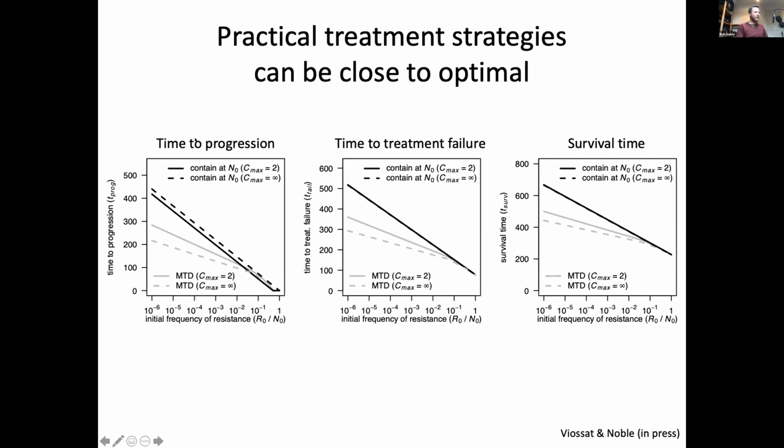Here we see time to progression, time to treatment failure, survival time. For time to progression, you do slightly better in the idealized case. But if we're containing at the initial tumor size, then in terms of time to treatment failure and survival time, there's almost no difference between the practical containment strategy and the idealized one.